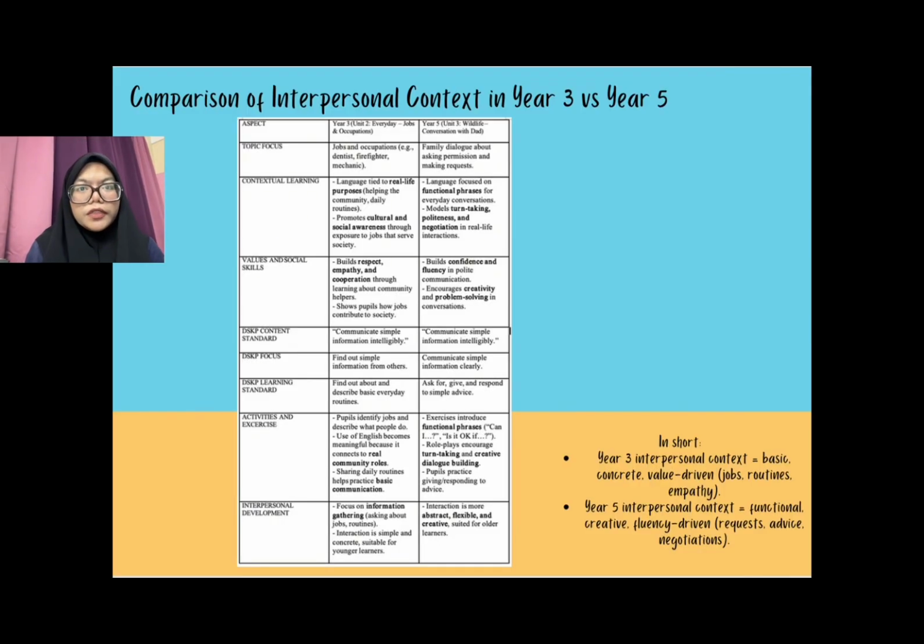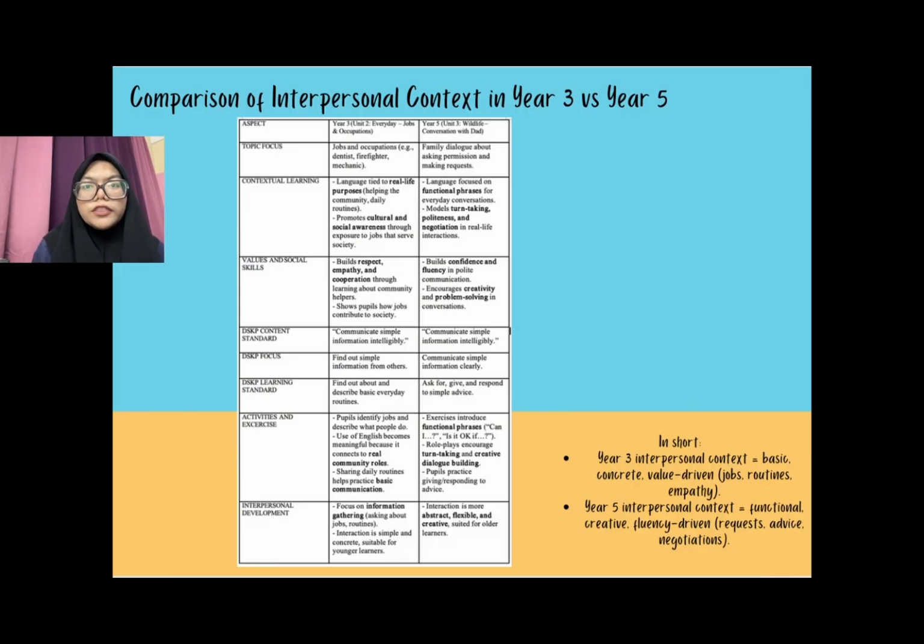For the contextual learning, Year 3 is language tied to real-life purposes like helping the community or our daily routines. It also promotes cultural and social awareness through exposure to jobs that serve society. For Year 5, it is more language focused on functional phrases for everyday conversations, and it models turn-taking, politeness, and negotiation in real-life interactions.